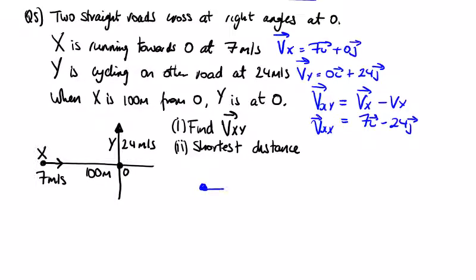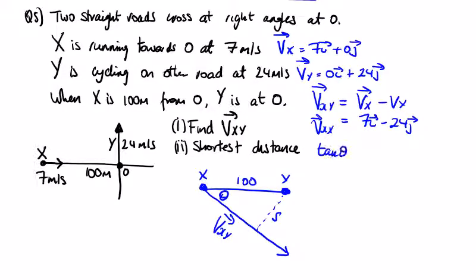So we have our diagram. We have 100, we have X, we have Y, and we have 7, minus 24. So positive, minus is in this direction. That's the velocity of X relative to Y. For the shortest distance, I should probably call it something else other than X in this case. Let's call it D. We have our angle here, theta. We can say that the tan of theta is 24 over 7. Now this is a triangle that does work out evenly.